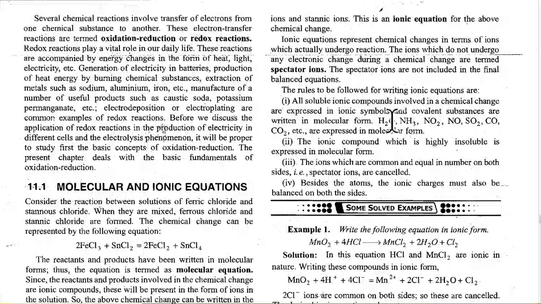Okay students, there are some molecular forms which never get converted into ions, like H2O. We have to write H2O in the equation as it is. NH3, NO2, NO, SO2, CO and CO2 are always expressed in molecular form. Please remember this thing, okay?